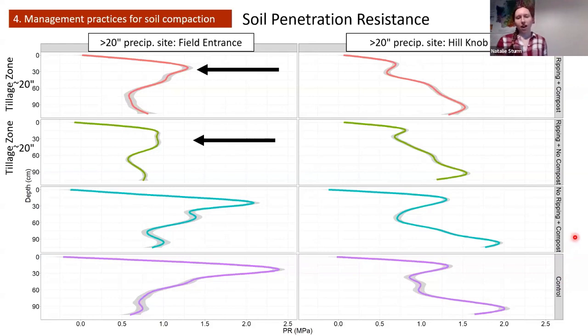And so what we found is that the deep tillage was able to reduce that penetration resistance value. So we alleviated a little bit of that compaction in those zones, both at the field entrance and at the knob. The compost on the surface, as we expected, didn't really do anything for penetration resistance. We didn't incorporate the compost, it was just applied over the top.